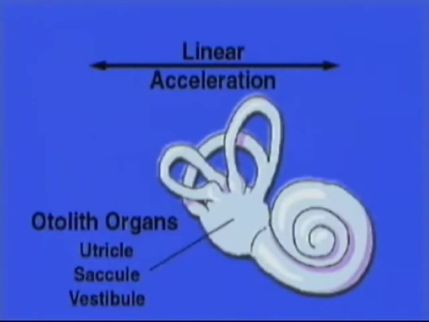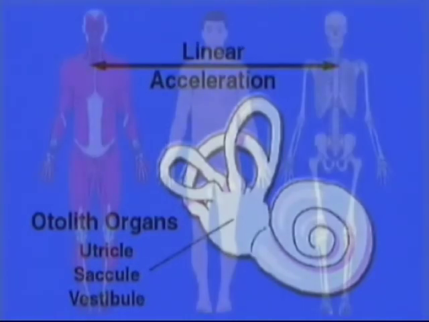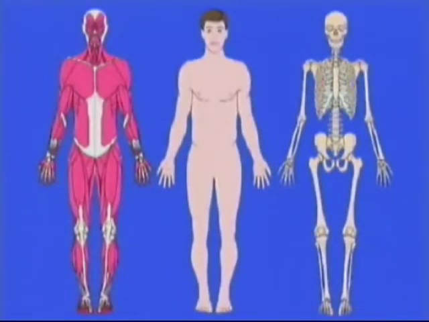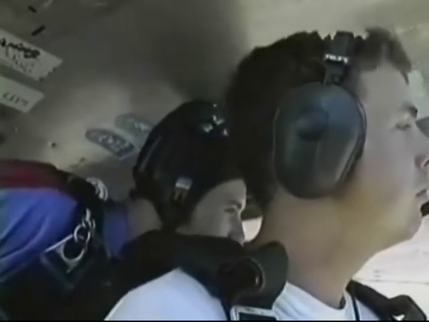The otoliths detect changes in linear acceleration in the horizontal plane and changes in the position of the head in relation to gravitational forces. Another sensory input that plays a role in maintaining spatial orientation comes from the proprioceptors located in the skin, muscles, tendons, and joints. Proprioceptors provide information about body position and movements. Hearing does not play any significant role in illusions and plays a minor role in spatial orientation.